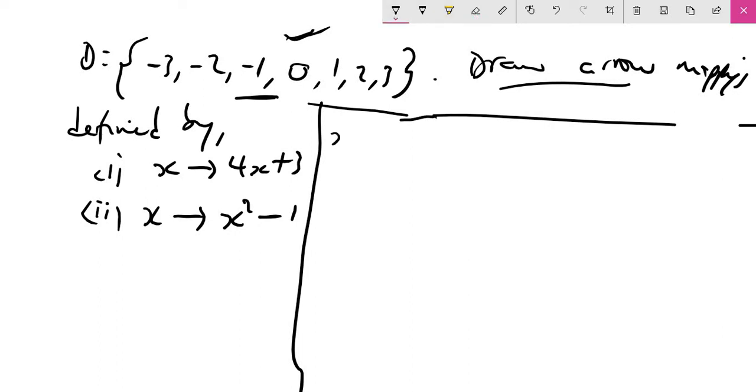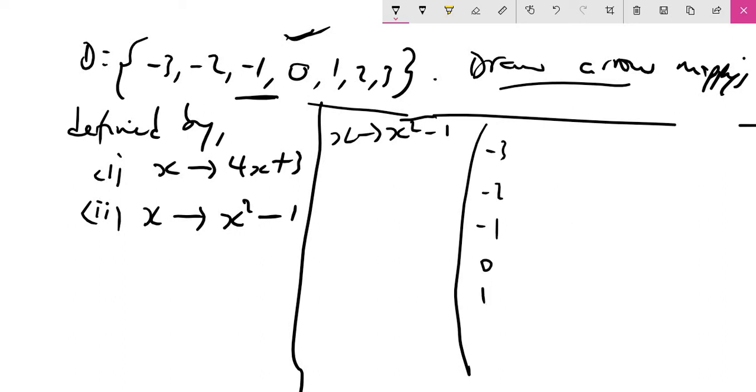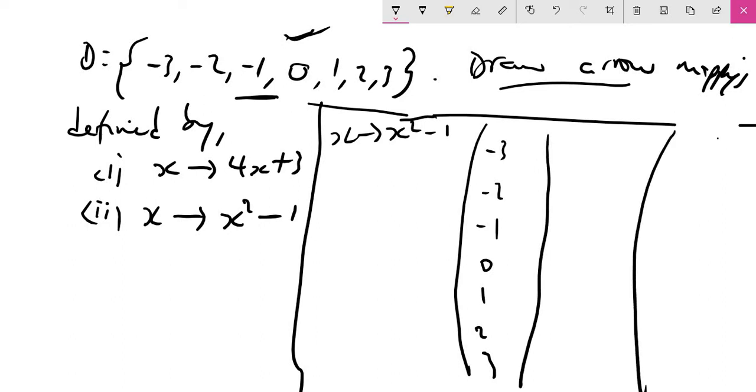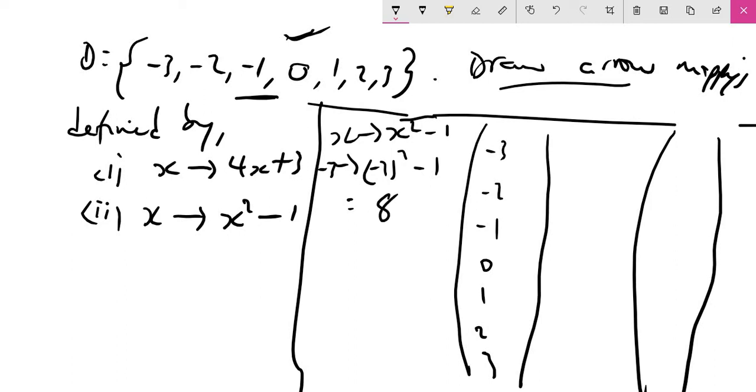Alright. So now x maps to x squared minus 1. Right? So now we do it. Again, the domain is the same. Minus 3, minus 2, minus 1, 0, 1, 2, 3. And of course the outputs will be kept here. Alright. So minus 3 maps to minus 3 squared minus 1, which is 9 minus 1, which is 8. So this maps to 8.